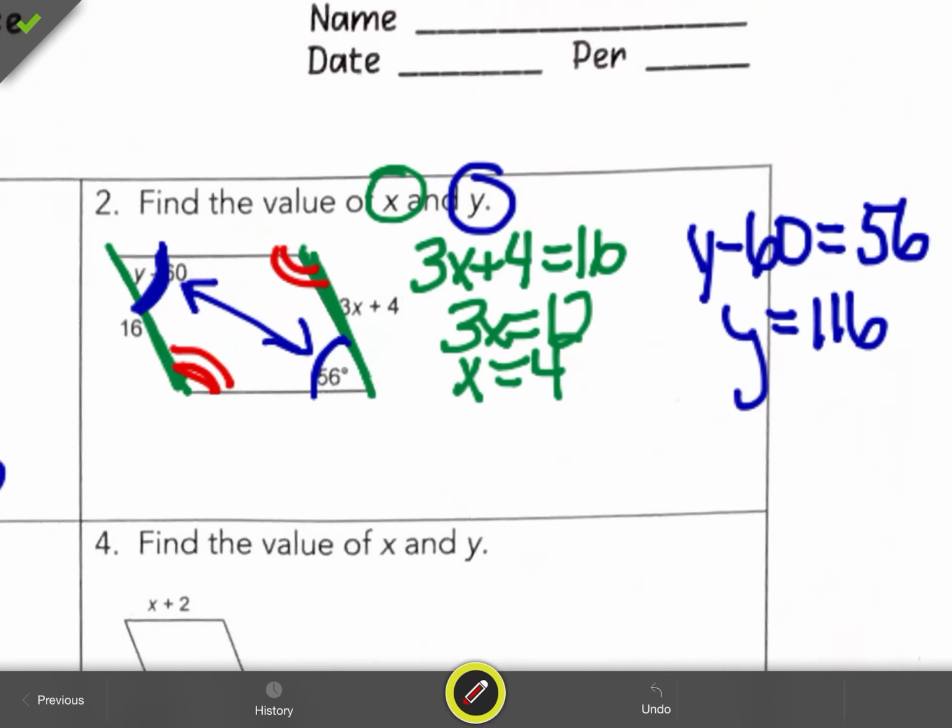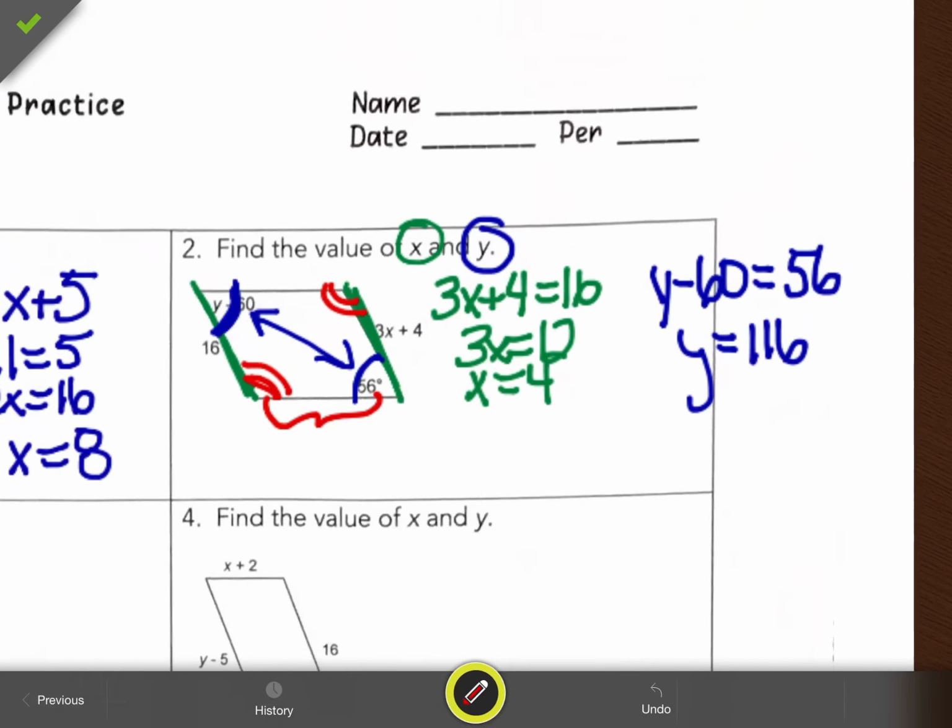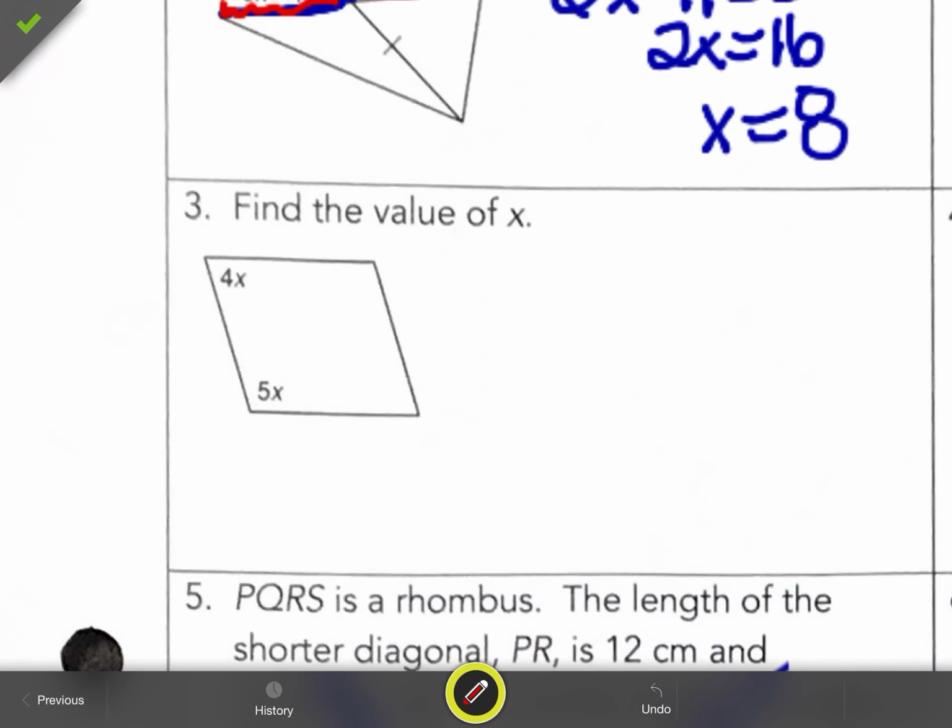Okay, 56 is an acute angle. But what you need to remember is what you know about these two angles, which is what we're going to do in the next one. So, moving right along. Again, find the value of x. Read my question.